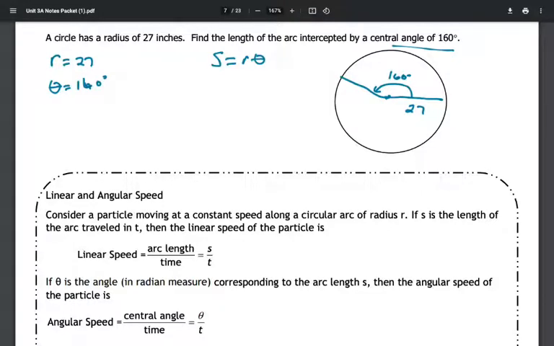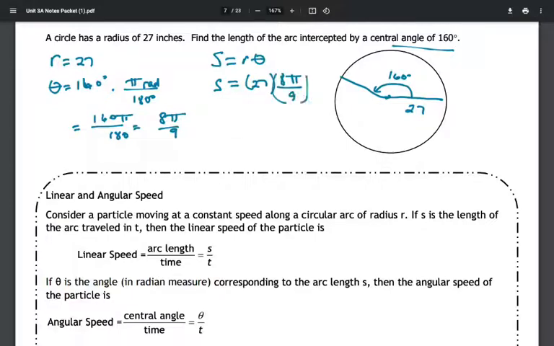Because it's in degrees, we have to convert it to radians. So I'll multiply that by pi radians over 180 degrees. So I get 160 pi over 180, which ends up being 8 pi over 9 in radians. So I'm going to multiply the radius, which is 27, times theta, which is 8 pi over 9. The 9's cancel, so 9 goes into 27 actually 3 times. So that ends up being 24 pi is my answer.